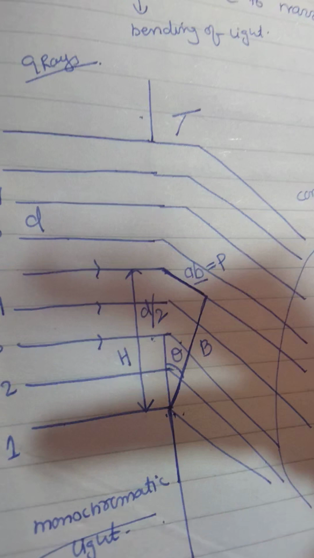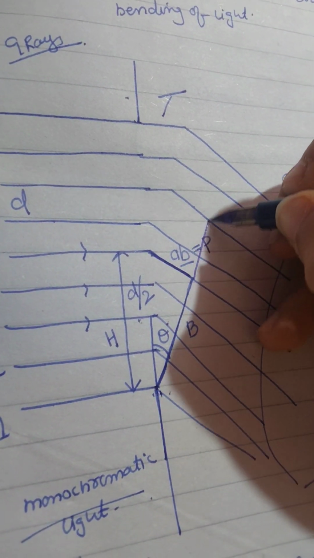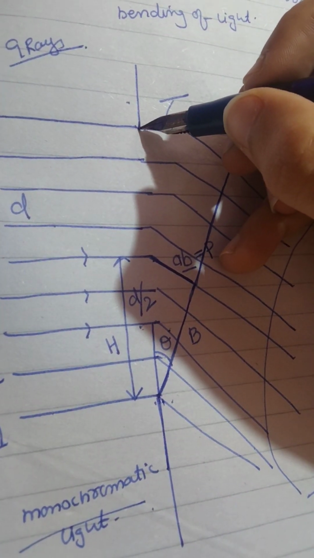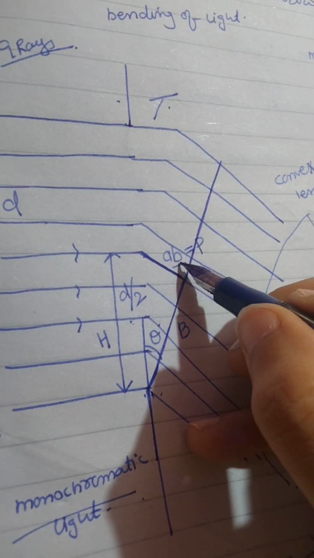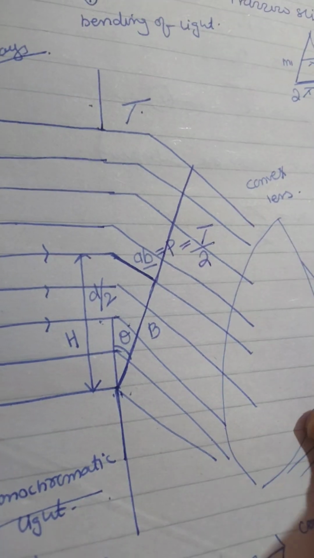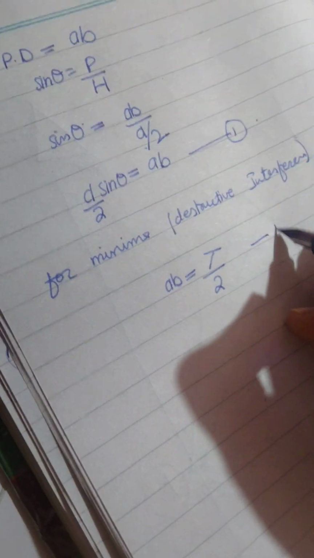Path difference is an integral multiple of lambda. We know that this is a triangle. This also forms a triangle. It will be like this, right? So this is lambda. If we take half like this, it will be lambda by 2. So this is how we can say this AB is equal to lambda by 2. That's why we have put lambda by 2 over here. Now this is our equation number 2.